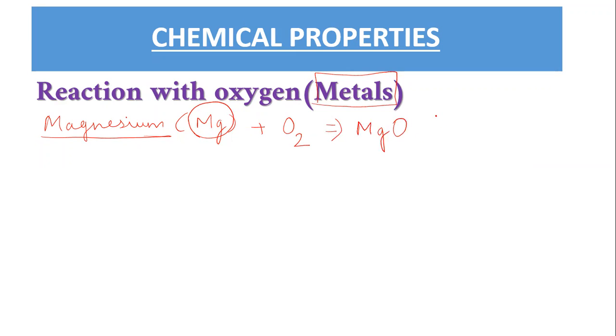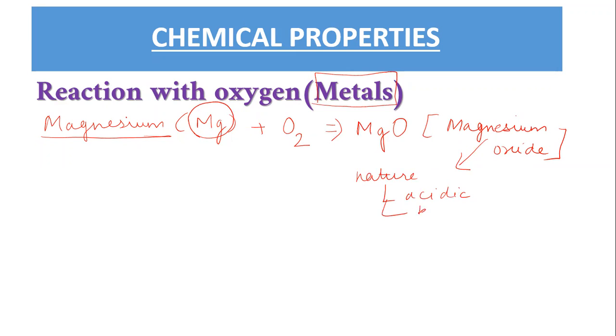Now what is MgO? It is magnesium oxide. Now we have to find the nature of this oxide. Nature here means whether it is acidic in nature or basic in nature, that we need to find out. For that we make use of litmus paper.